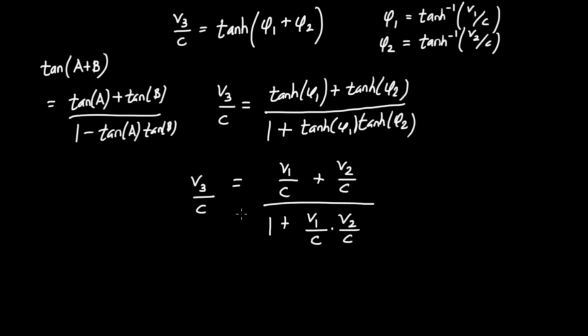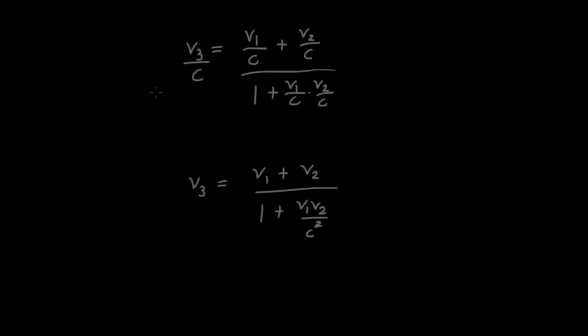And if you don't like these ratios between the velocity and the speed of light, you can multiply both sides by c, and you can rewrite this formula as v3 is equal to the sum of v1 plus v2 in the numerator, and the new denominator becomes 1 plus v1 times v2 over c squared. So here are those two velocity addition formulas that we've derived.